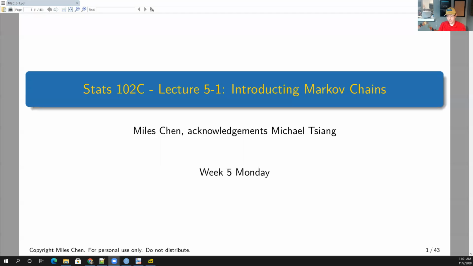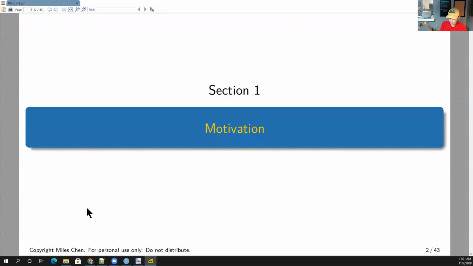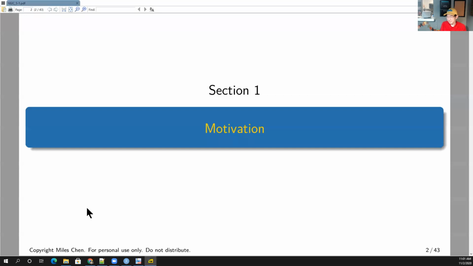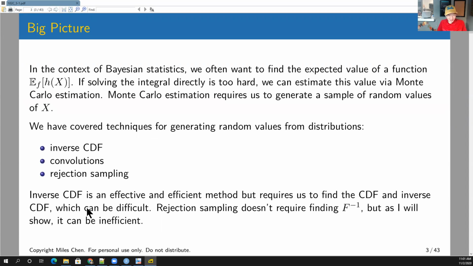Okay, so we'll get started here. And all right, so we'll start covering Markov chains. Okay, so I think this is exciting. I don't know, I'm excited, but I get excited about this stuff. Anyway, all right.